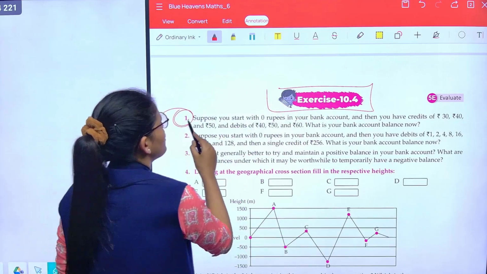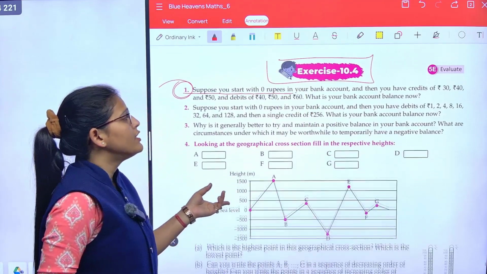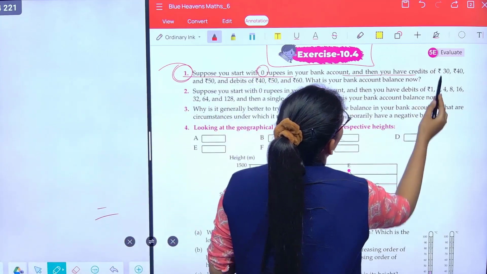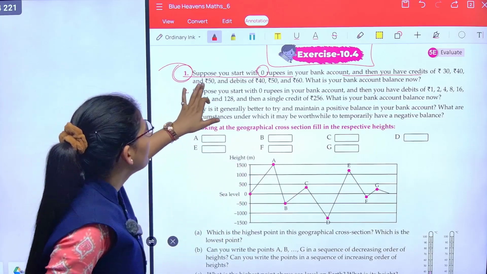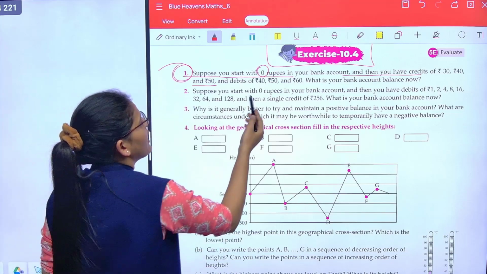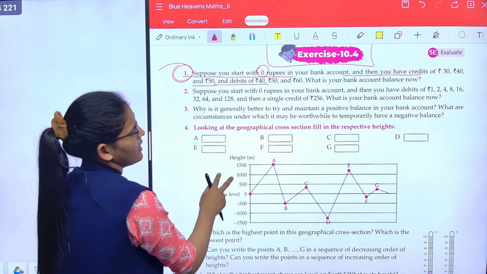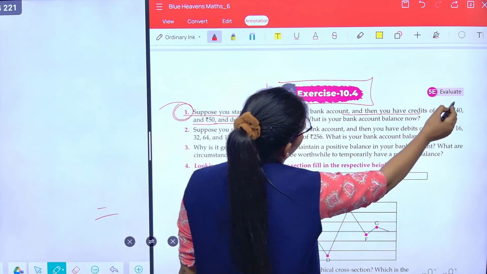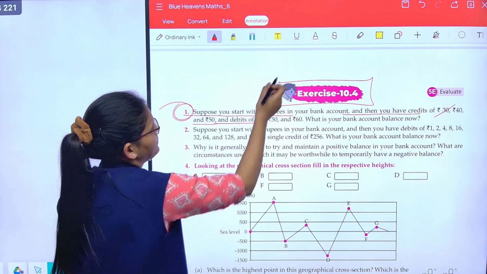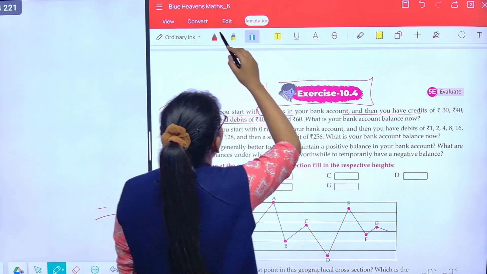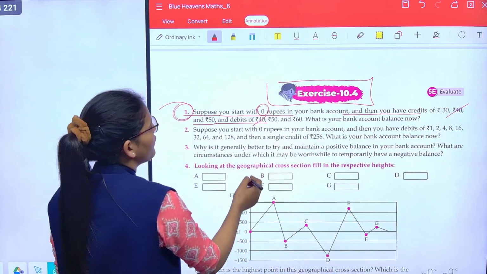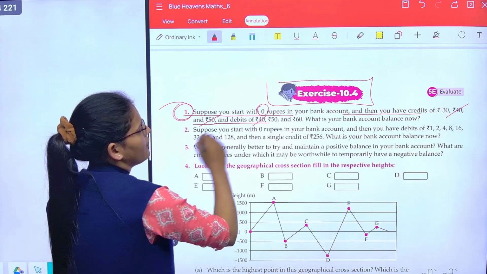Question number 1. Suppose you start with 0 rupees in your bank account. Class, you started your bank account with 0 rupees, and then you have credits of 30, 40 and 50 rupees, and debits of 40, 50 and 60. Now class, you credited 30 rupees and debited 30 as well. Now here 40 rupees debit and 40 rupees credit cancel. Now 50 rupees credit, 50 rupees debit.